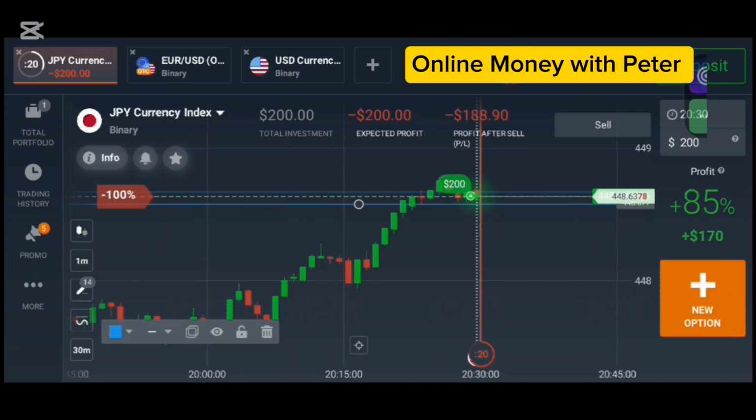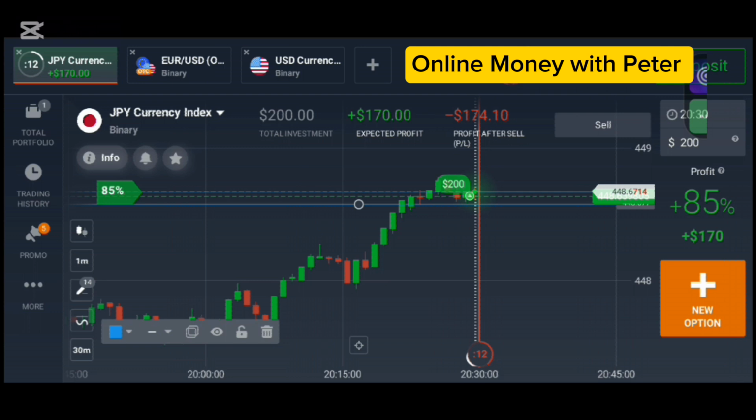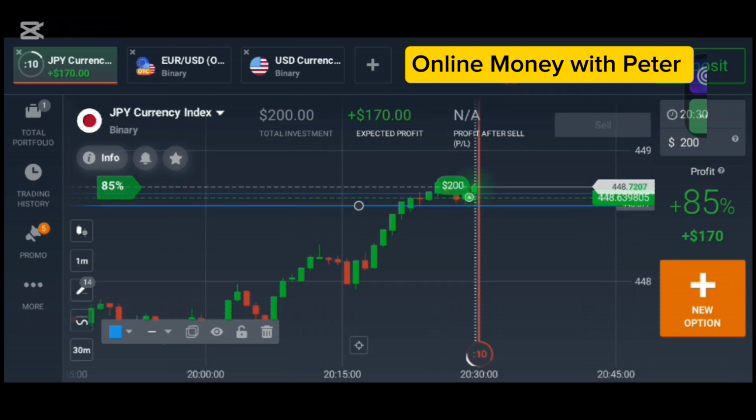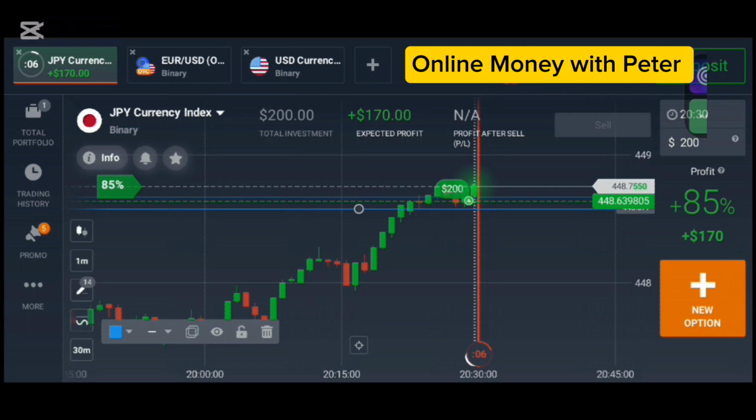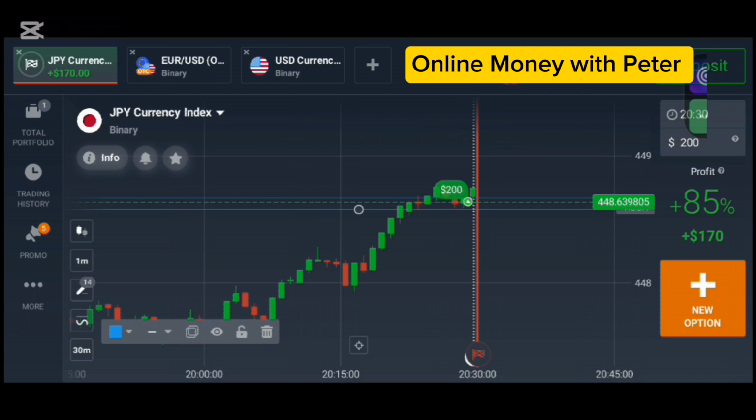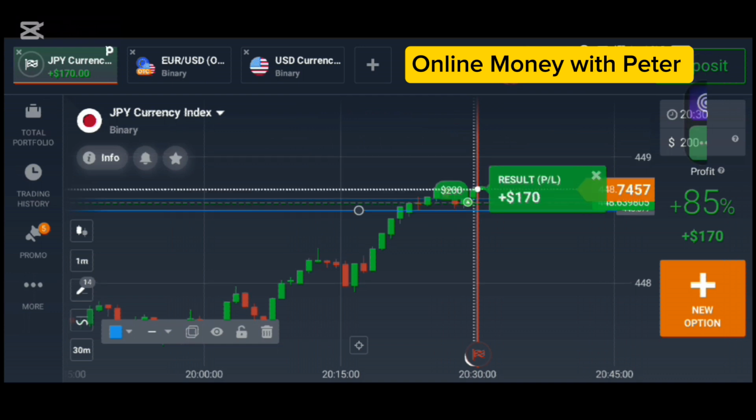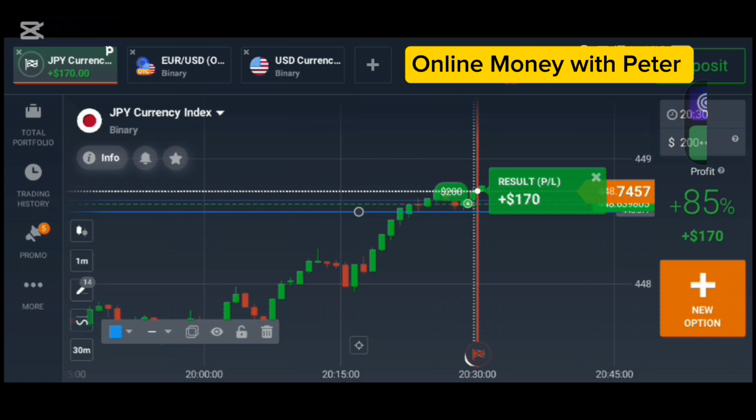All right, so we have a few seconds left. We can see that it's going up. So it's reversed from this support, and I think the reason why I lost the previous trade was because I was very fast to place the trade. That was why I lost the first one. So I have won this one. My prediction was right, that it's going to go up.